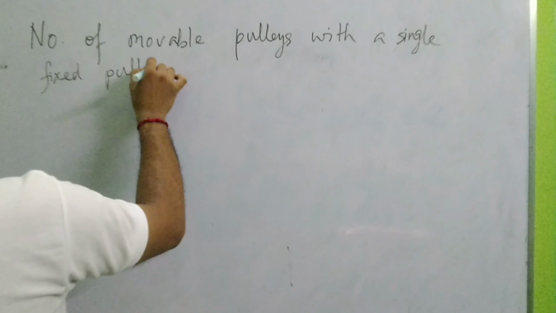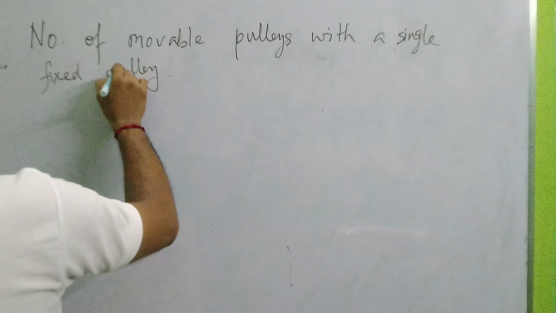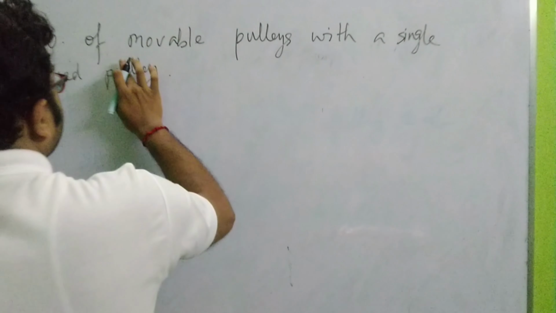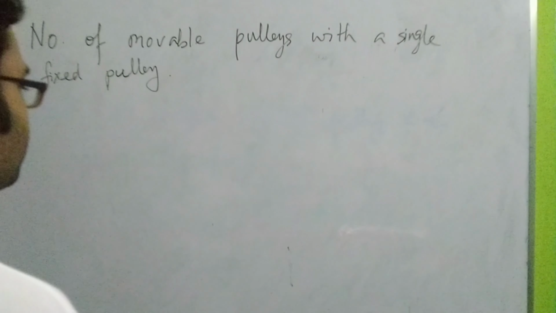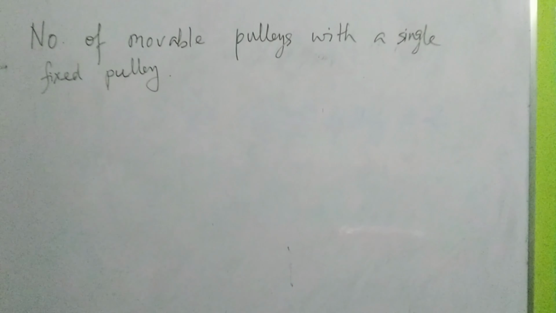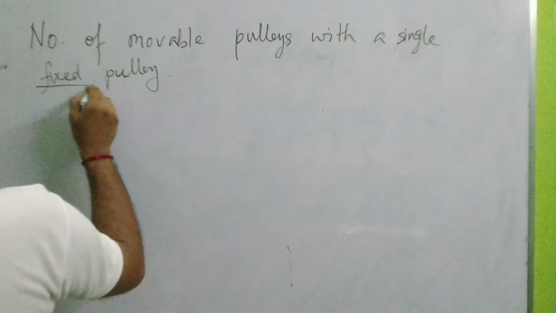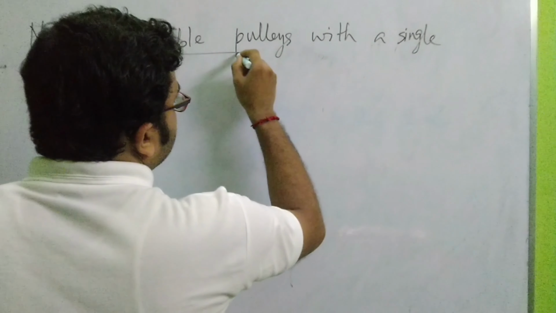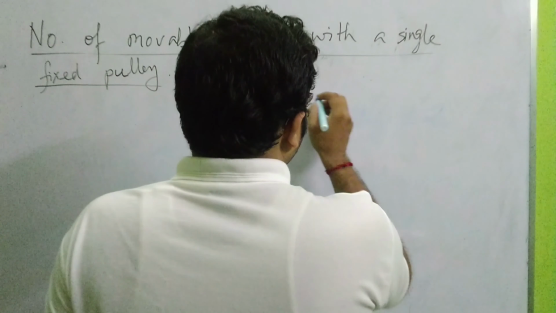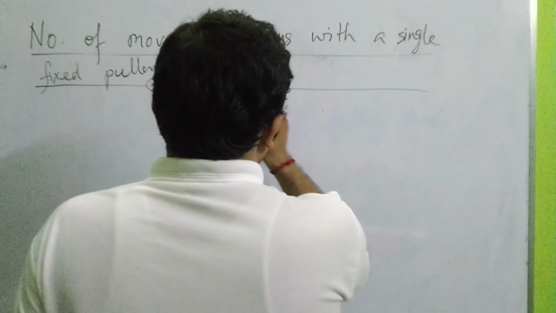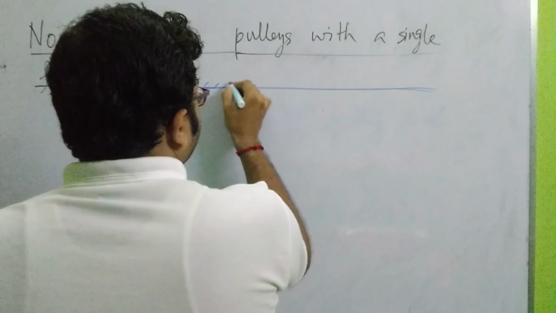What will the combination be like? Say if you consider that we are using 3 movable pulleys with a single fixed pulley. The number can be greater than 3 also, but for the time being, let us just consider that we are using 3 movable pulleys with a single fixed pulley. So what will the diagram be? Okay, if I consider the diagram, so here, there is a rooftop or ceiling.